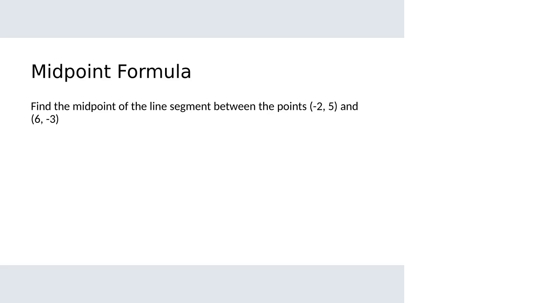All right. The midpoint formula. The midpoint formula is exactly what it is. Find the midpoint of the line segment between the points negative 2, 5, and 6, negative 3. You don't have to draw a picture of this, but if you wanted to, let's see, negative 2, 5 would be here, and then 6, negative 3 would be here. And if we connected those with a line segment, what would the midpoint be? Somewhere in there. That's what we're looking for here.